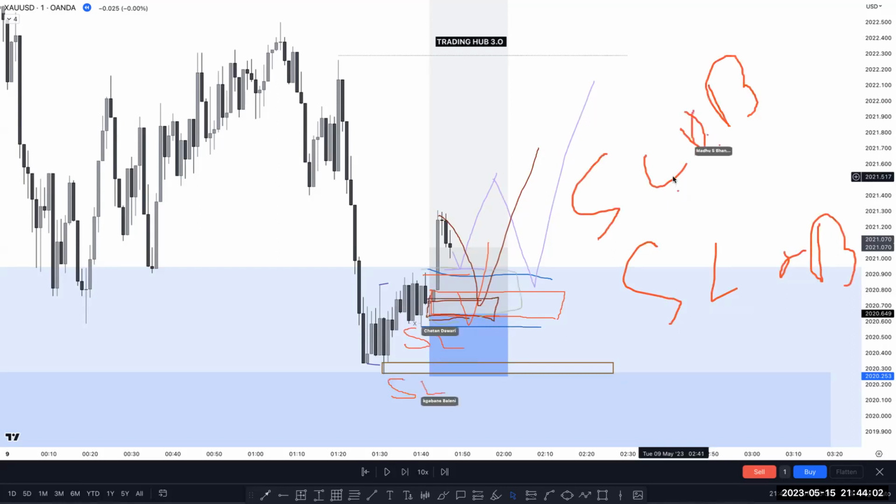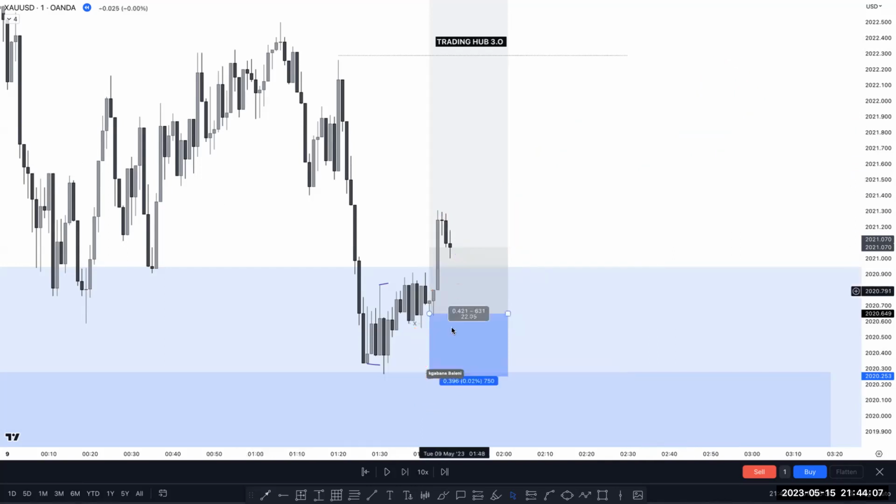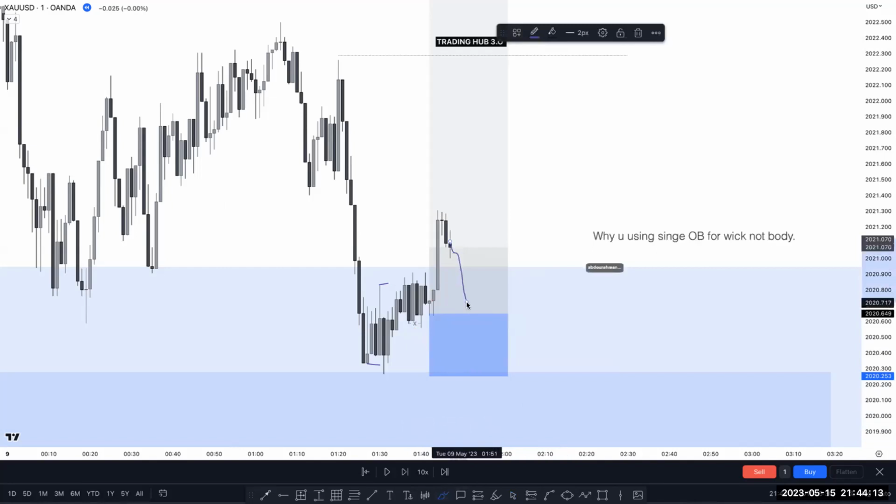Yes, sir. Here are two possible scenarios, right? Let me clear this one. First one is here. If market pushes downside, why use a single candle above the OB, not the body? Sir, if you are using the entire body, this candle must close over it and the third candle mitigate. That's why, if you are using this shadow, because this shadow has taken out the liquidity, that's why this is clear.